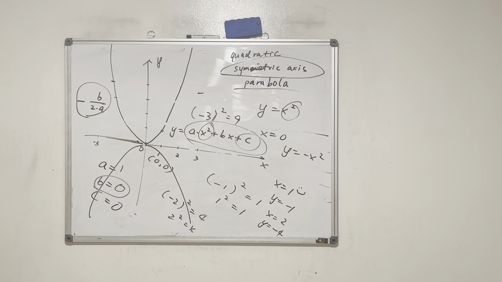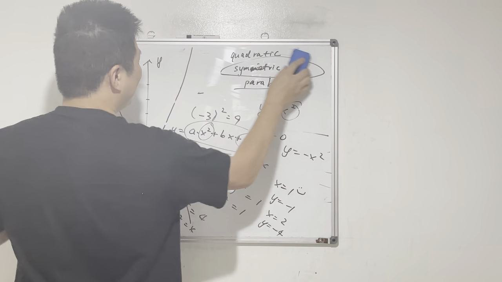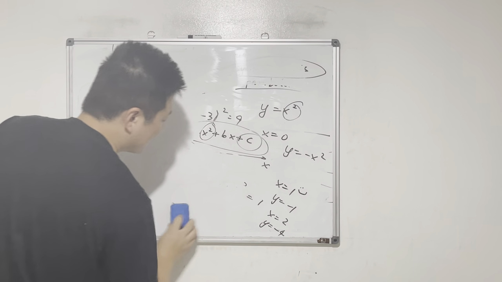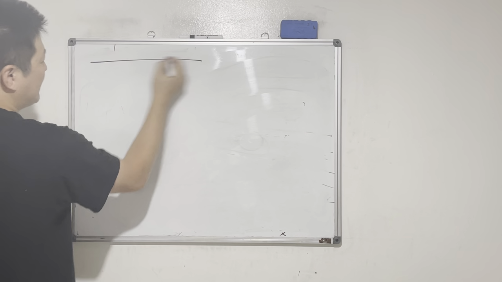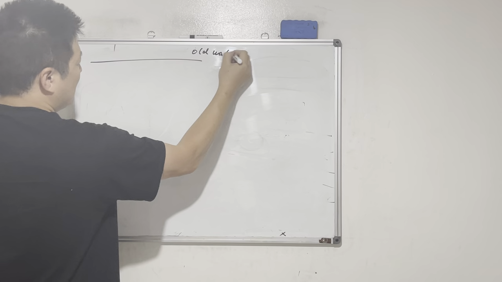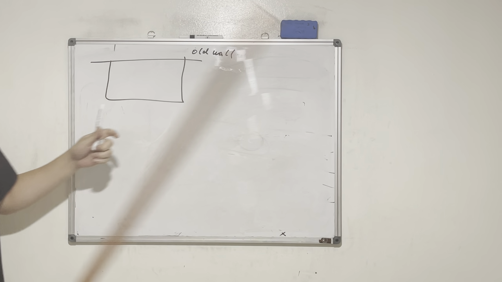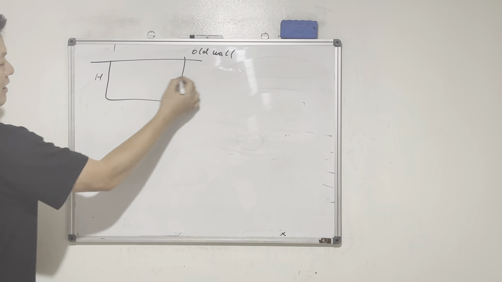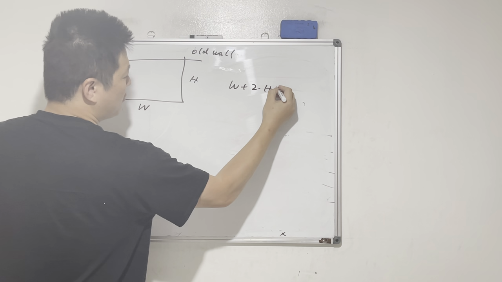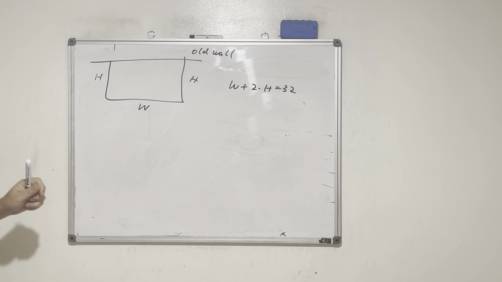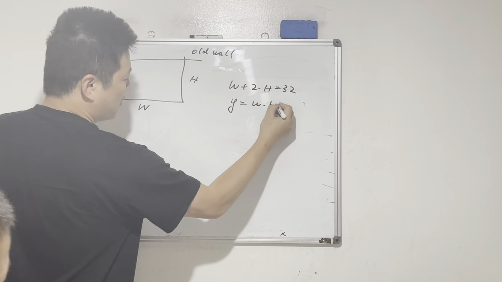Okay, now we have these basics, we can come back to solve the problem, very, very easy. How can we solve this? Let's think again. This is like an old wall, and the guy wants to build a new fence. This is H, this is W, and we know W plus 2 times H equals 32. We want to maximize the function y equals W times H.